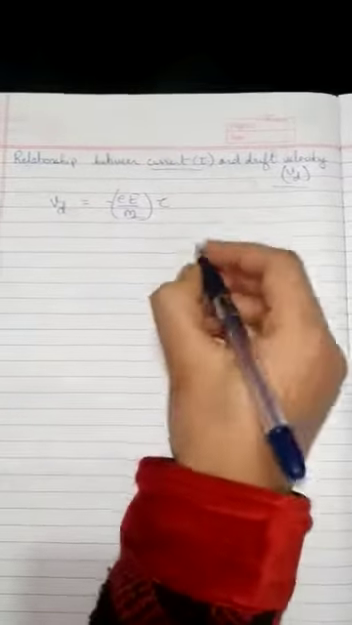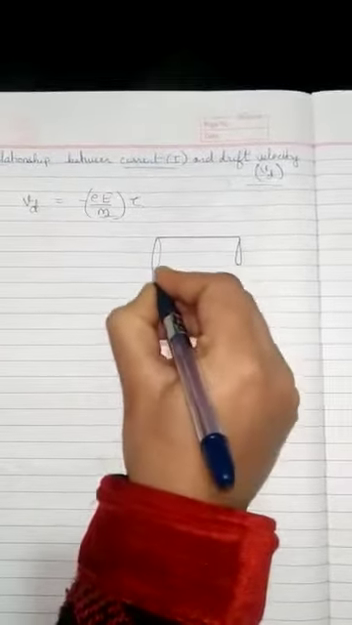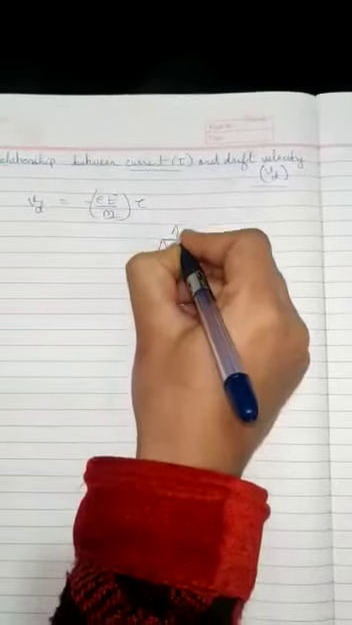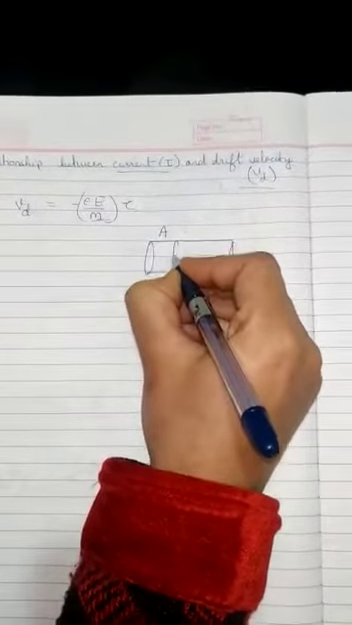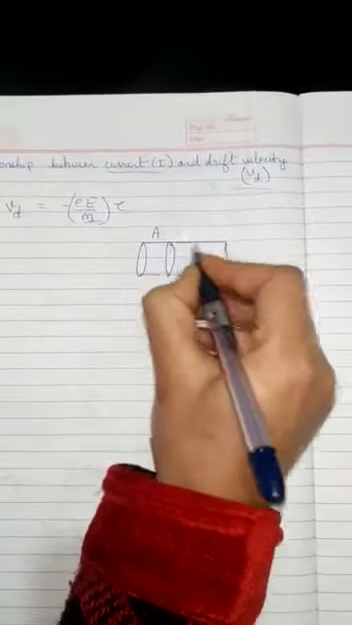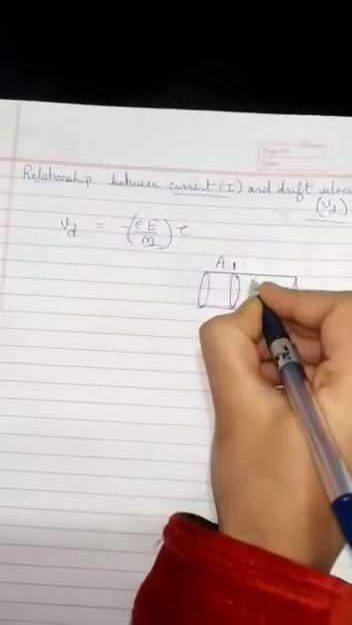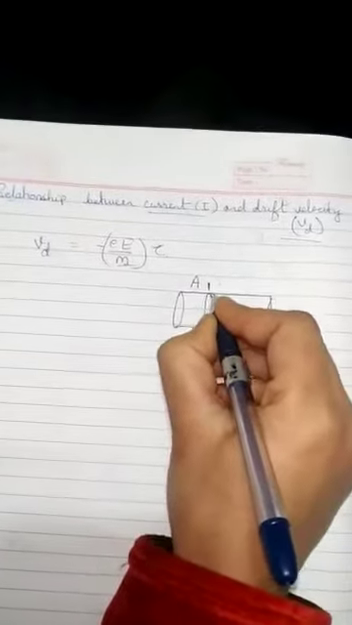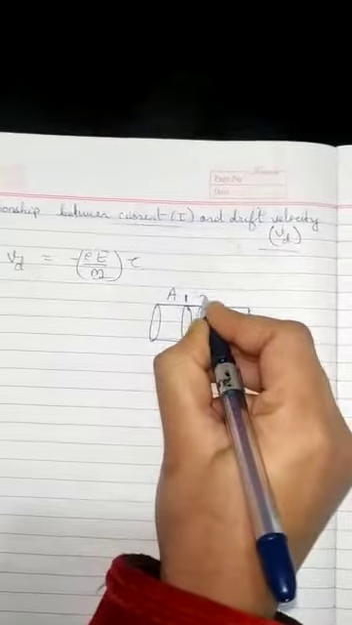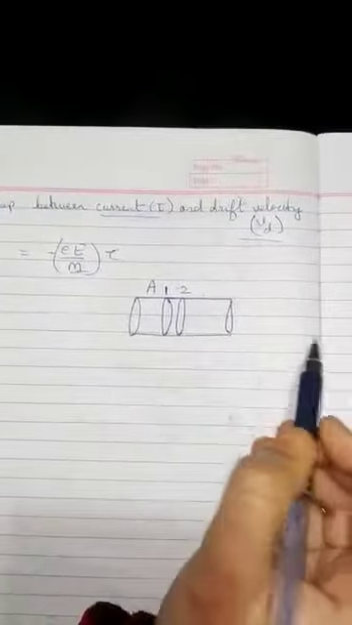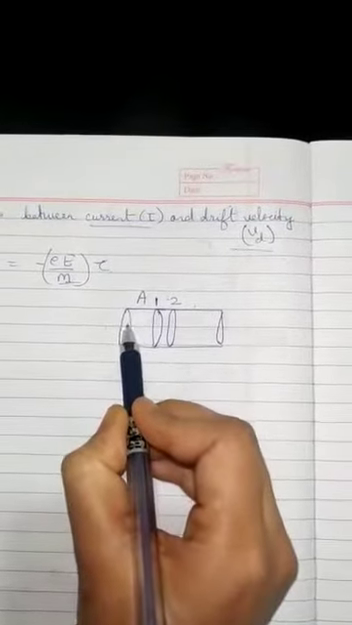To do so, let us take a conductor of area of cross section A. Now we will divide this conductor into two very small portions. Say this is cross section 1 and a little distance from here, very small distance, let us say we have another cross section 2. Now when you apply an external electric field to this conductor, electrons will start drifting.